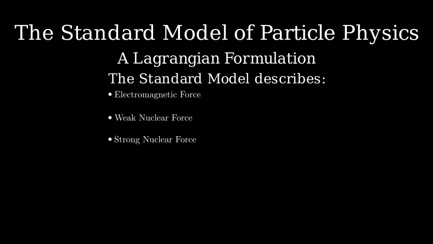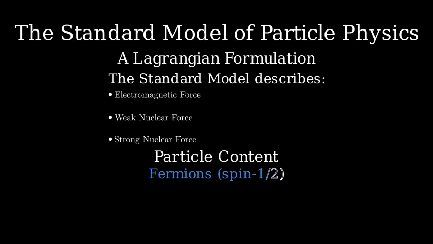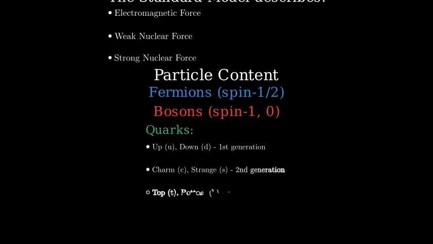Let's begin by looking at the particle content of the standard model. The standard model includes two main categories of particles: fermions, which are the matter particles with half-integer spin, and bosons, which are the force-carrying particles with integer spin. Fermions include 6 types of quarks: up, down, charm, strange, top, and bottom. These quarks come in 3 different colors, which is a property related to the strong nuclear force.